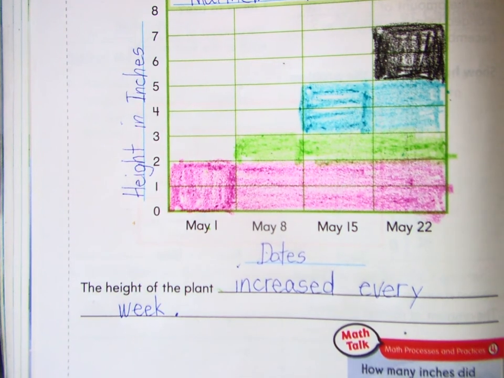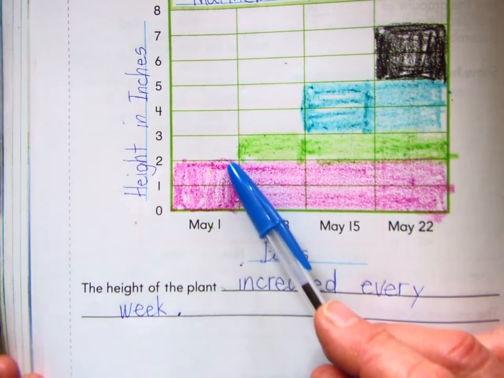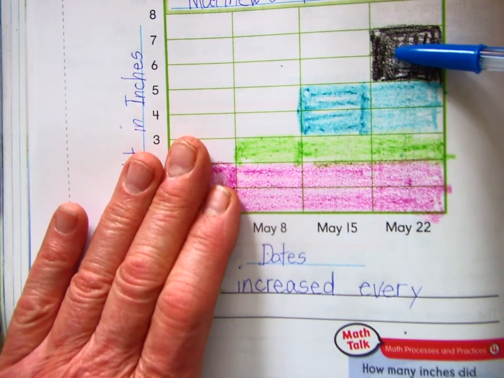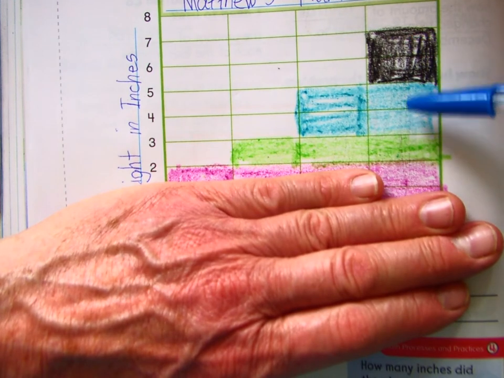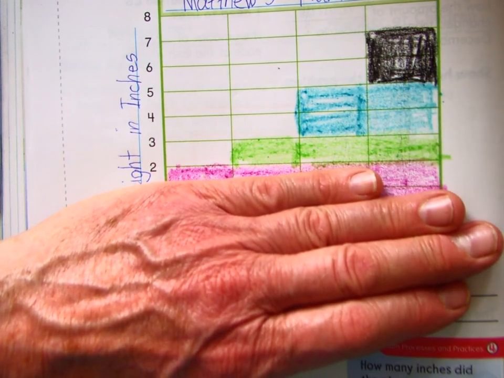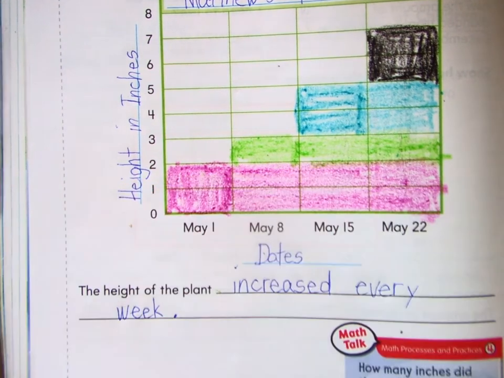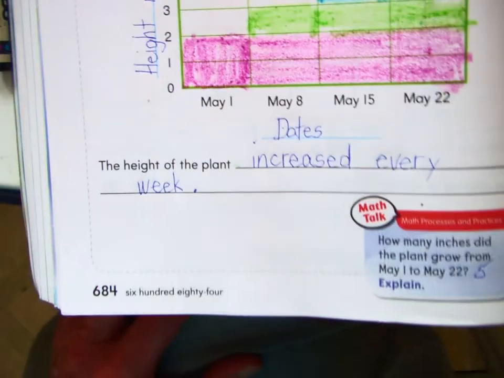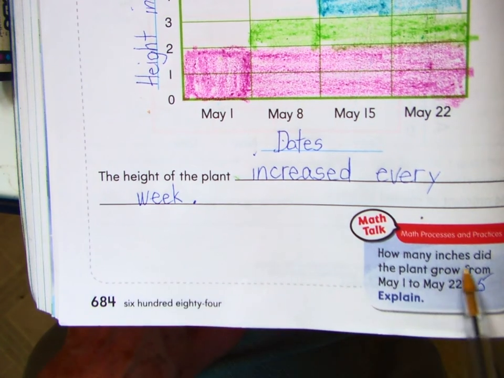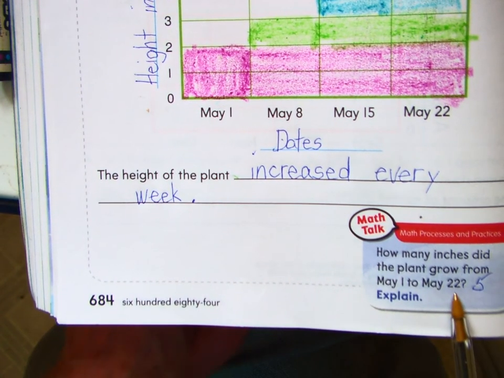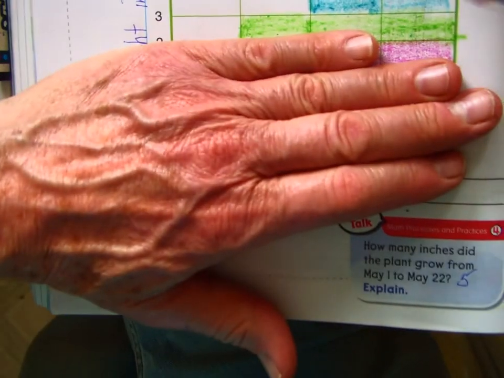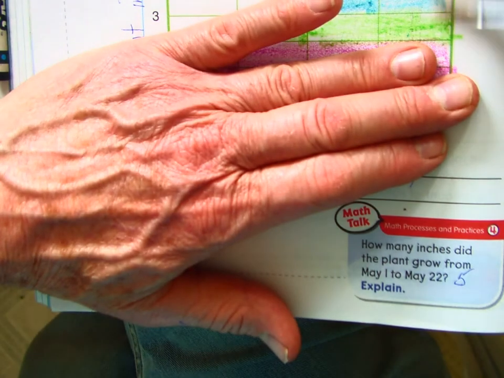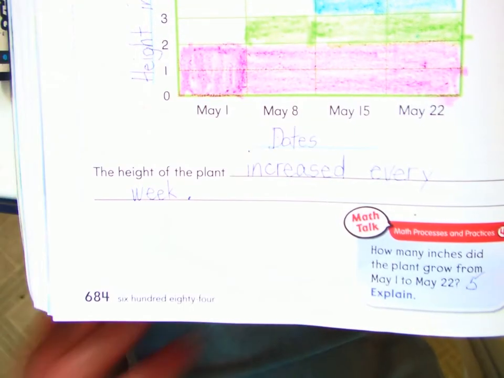How many inches did the plant grow from May 1st to May 22nd? Well, on May 1st it was 2, and then on May 22nd it was 7. So if we subtract the 2 from the 7, we get 1, 2, 3, 4, 5. It grew 5 inches. I could put a 5 down here. You see where I'm writing? You don't even see it, do you? Right down there. Here's May 1st. Here's May 22nd. So you can just take May 1st away, and that's how much it grew. 1, 2, 3, 4, 5. It grew 5 inches.